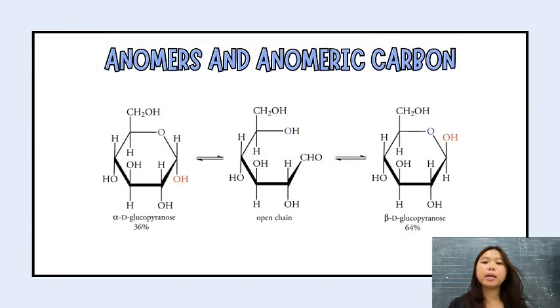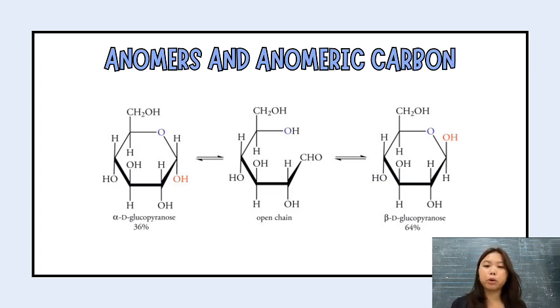When the ring closes, we now have a new kind of carbon to identify, the anomeric carbon. This is the carbon that was once the carbonyl: C1 in glucose and C2 in fructose. Here's where it gets interesting. The new OH group on the anomeric carbon can point either up or down depending on how the ring closes.